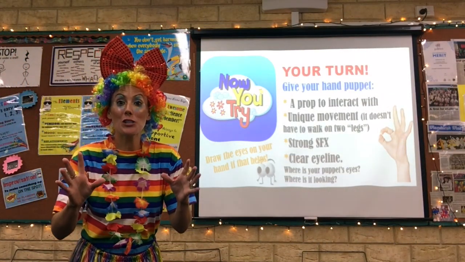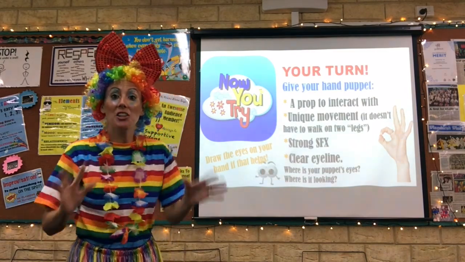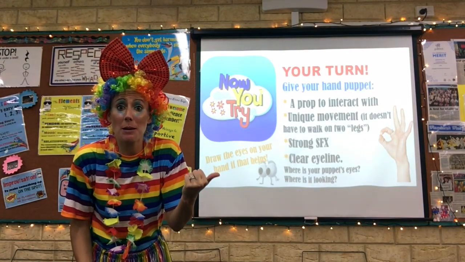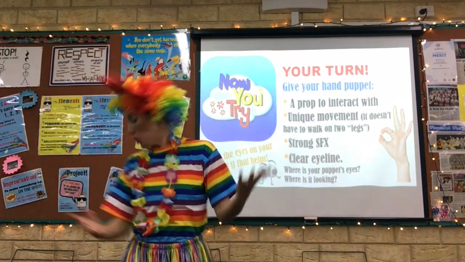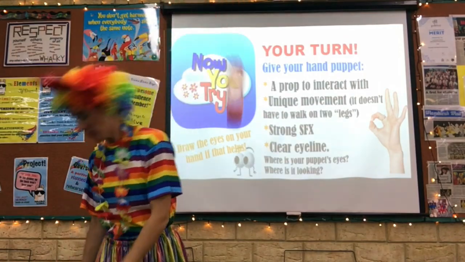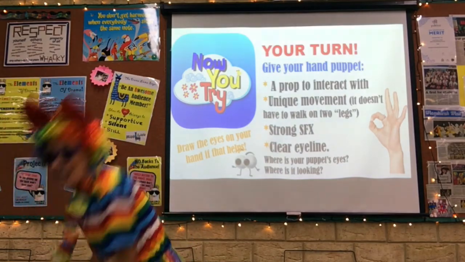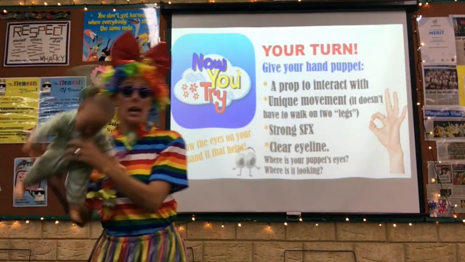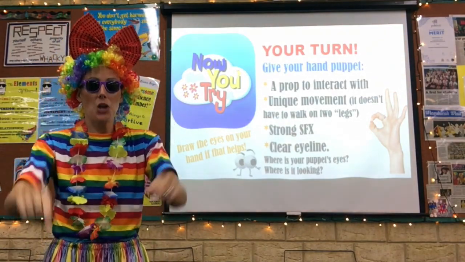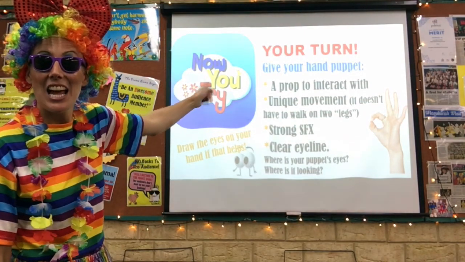So now it's your turn to try, okay? You are going to use your bare hand as a puppet and you are going to interact with a prop. Now, your prop could be anything. It doesn't have to be a pen like me. There might be something else. You might use a hat. You might use a drink bottle. You might use sunnies. You might use a tissue box. You might use a baby. Whatever you want is fine, okay? Pick your prop and give it a go, remembering to follow these criteria.